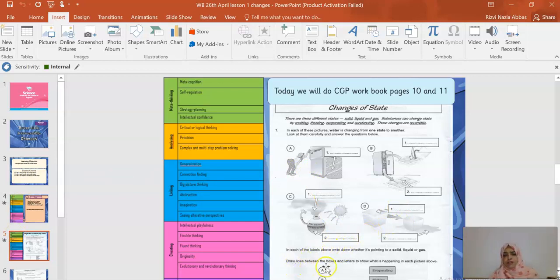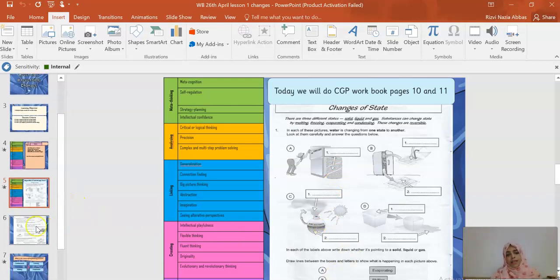The next question is: draw lines between the boxes and letters to show what is happening in each picture. So what is happening in A? Is it evaporation, melting, condensation, or freezing? You have to match the line. For example, in A, we see condensation because you can see the water droplets on the can. That is because of condensation. So you have to match them. I hope this page is clear. Please do it and then check your answers from the back of your CGP workbook.